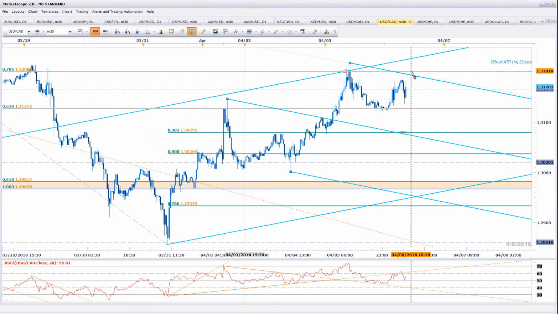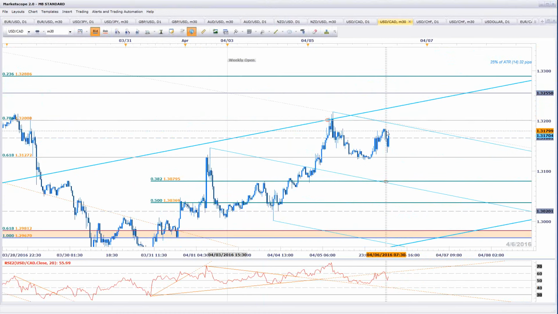Looking for a rally into this region. If we clear it, we're going to continue to favor the long side. You won't have any positions on. The ideal scenario, guys, is that we get a pullback towards the median line and then initiate new longs. If that doesn't materialize and we just break the highs, we'd need to wait for a pullback.